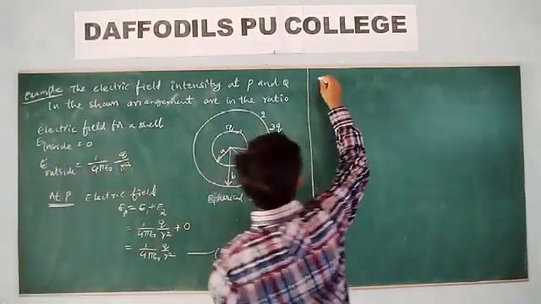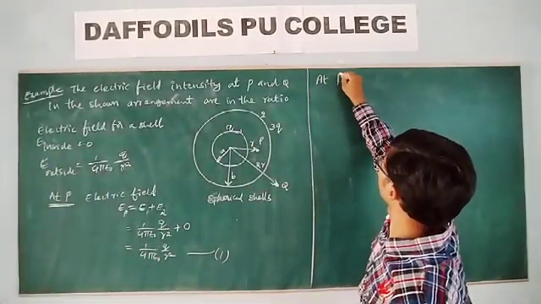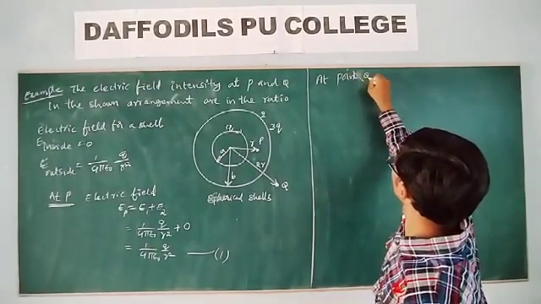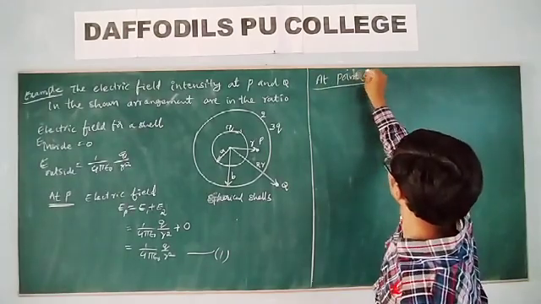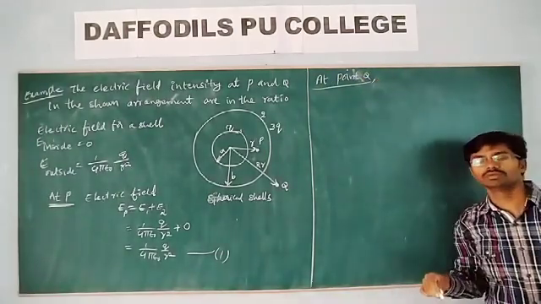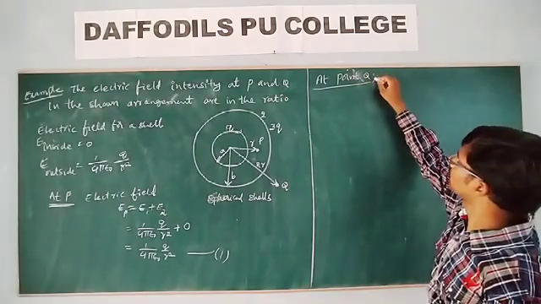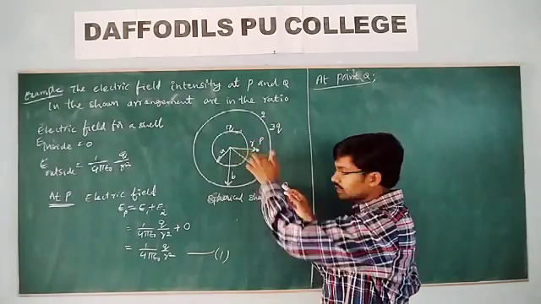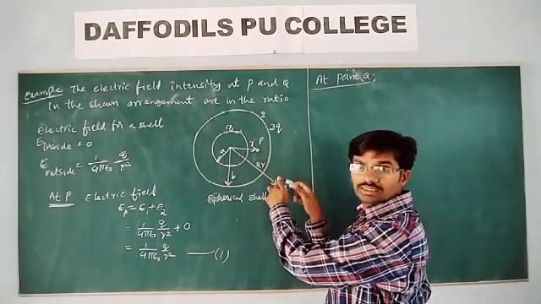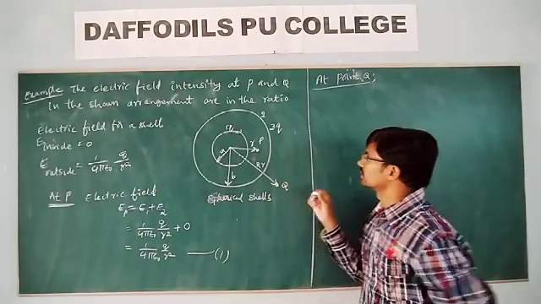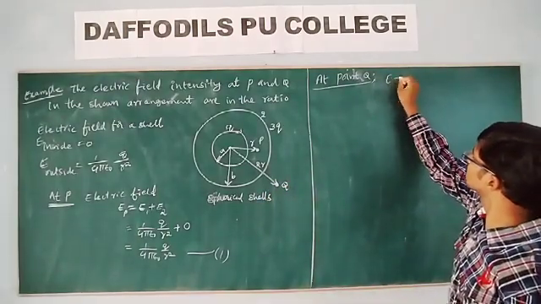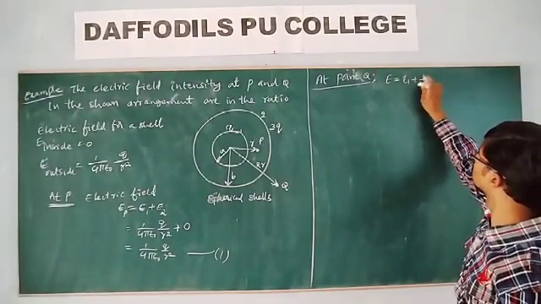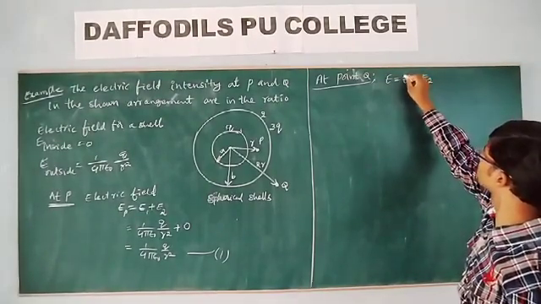Similarly, at point Q, so what is at this point Q? At this point Q, the electric field due to this first spherical shell and the electric field due to the second spherical shell also we need to calculate. Then the electric field E is equal to E1 plus E2.